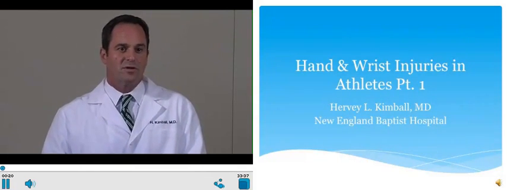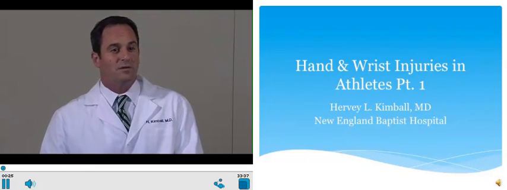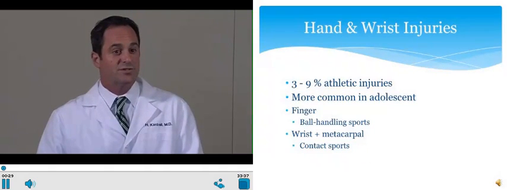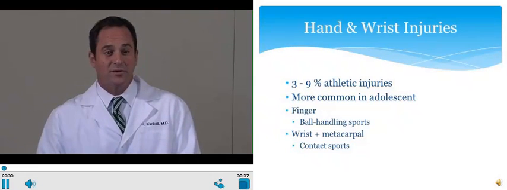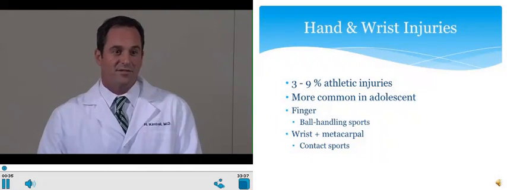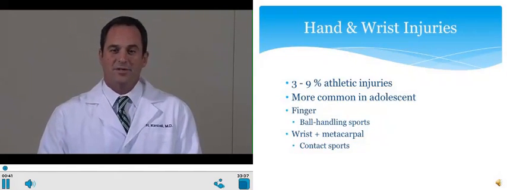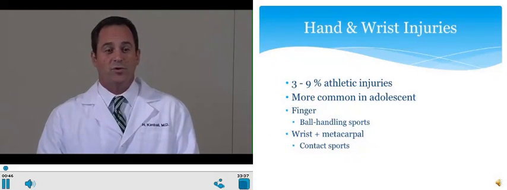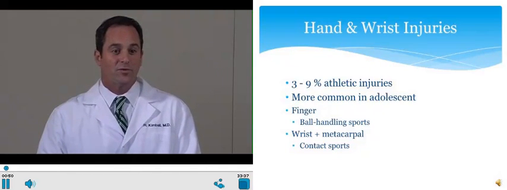We'll go through a little bit of the outline for today's talk in a minute, but for the most part, hand and wrist injuries occur in about 3 to 9% of athletes. They're more common in the adolescent athlete, and for those that are involved in ball handling sports, we typically see finger injuries, but for those that are in contact sports, typically we'll see injuries to the wrists and the metacarpal.